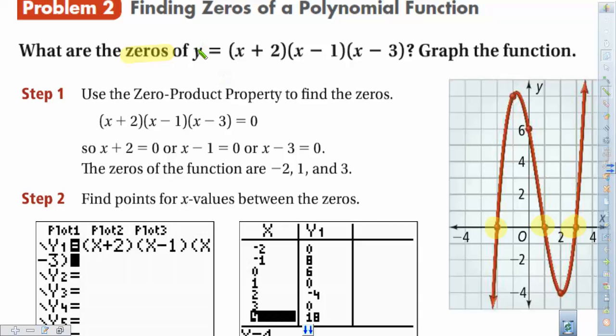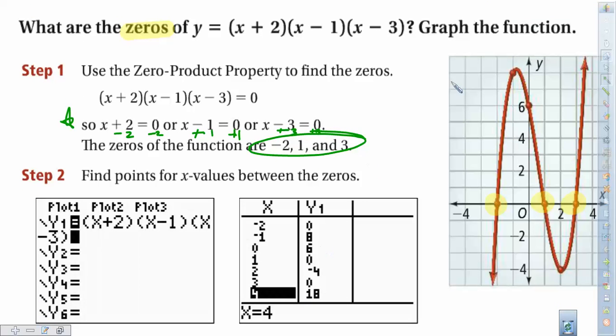Okay? So what are the zeros of this function right here? Since it's already written in terms of its linear factors, the zeros would be when we take each one of these three linear factors and set them equal to 0, like you see right here. X plus 2 could be 0. X minus 1 could be 0. Or x minus 3 could be 0. And so then when we solve each one of those with a one-step algebra problem, in other words, subtract 2 from both sides, add 1 to both sides, add 3 to both sides, we end up with those three zeros right there. Okay?